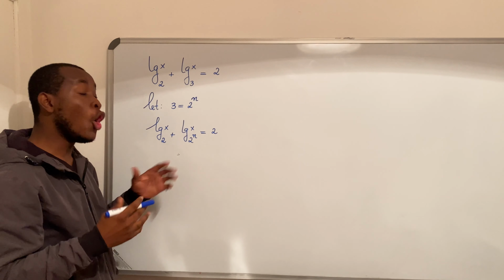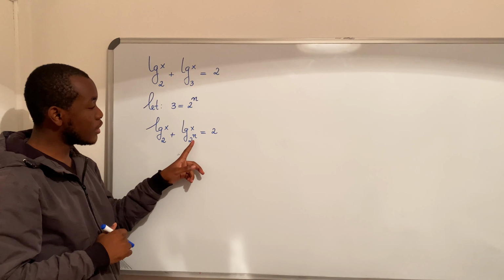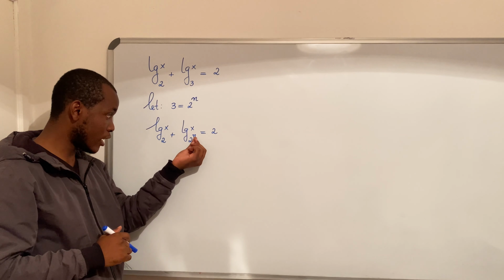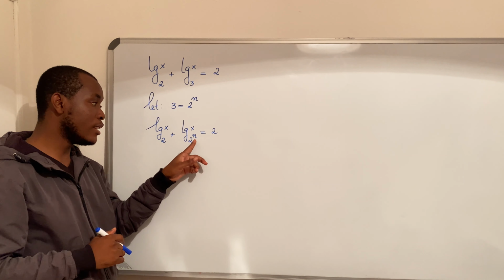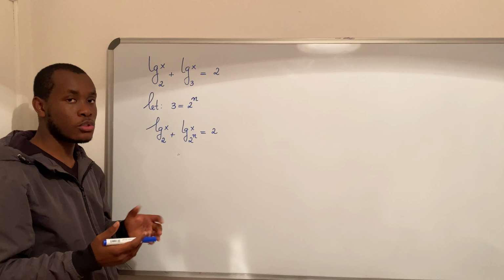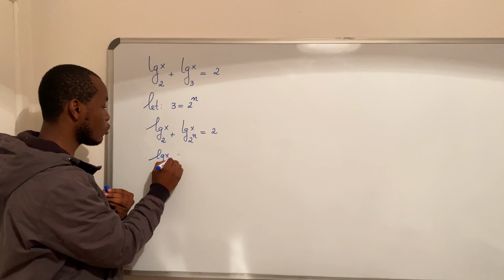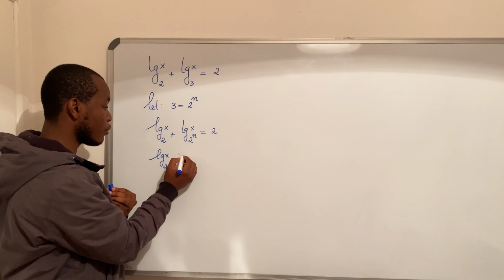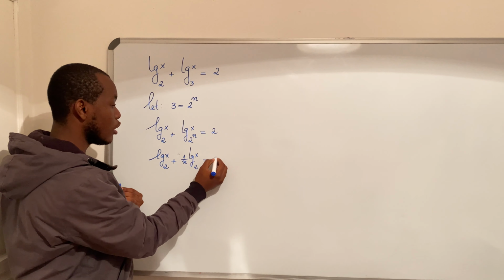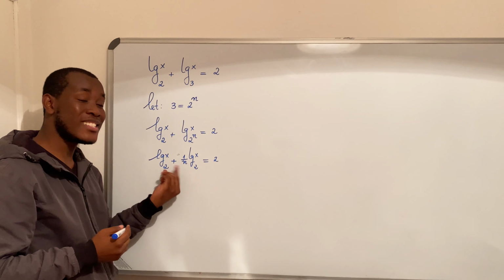Now, the bases are almost the same, but not really the same. The logarithm property says that when the base of the log has an exponent, this exponent can go to the front of the log, but inverted, so the inverse of this number. So we have log of x to the base 2 plus, this is n, the inverse of n is 1 over n, log of x to the base 2 equal to 2. Now, this is log of x and this is log of x. They are the same, they are common.